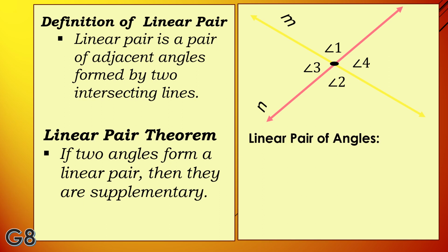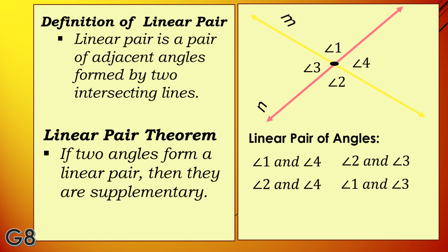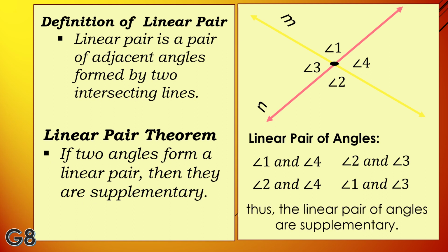Linear pairs of angles are angle 1 and angle 4. They are adjacent. Angle 2 and angle 4 are also adjacent angles. Angle 2 and angle 3 are also adjacent angles. Angle 1 and angle 3 are also adjacent angles. Thus, the linear pair of angles are supplementary.